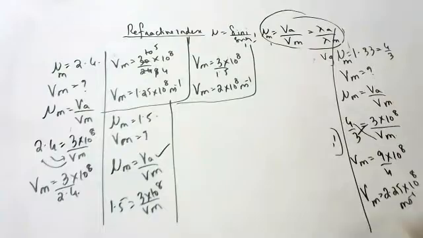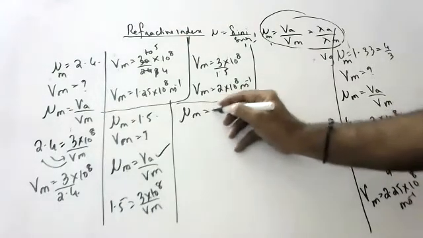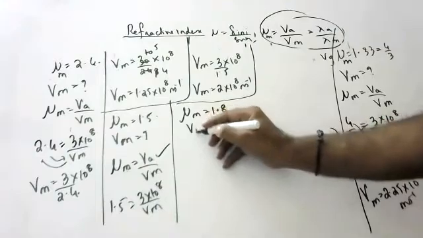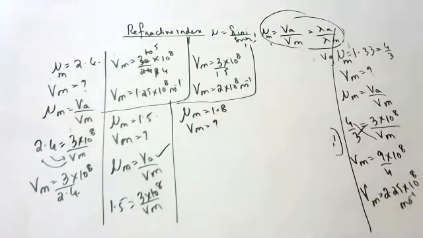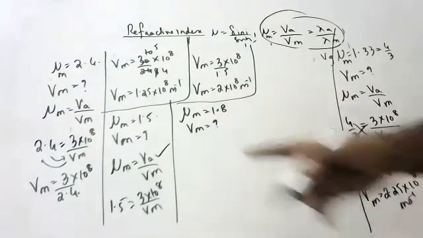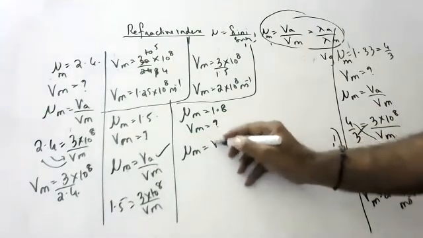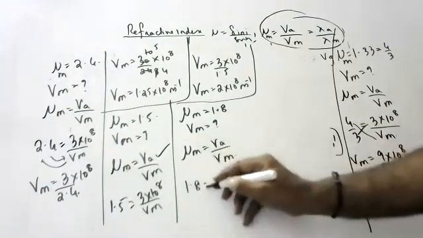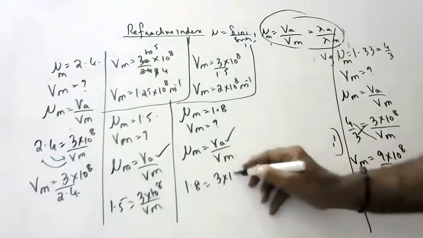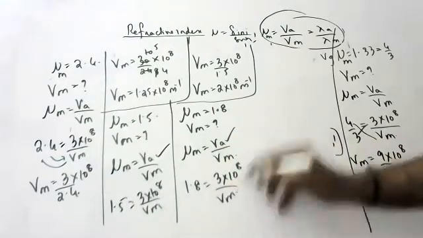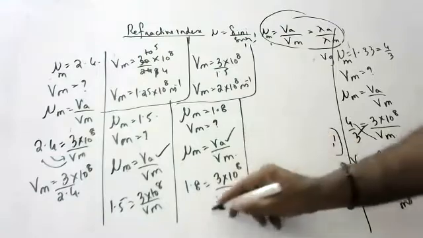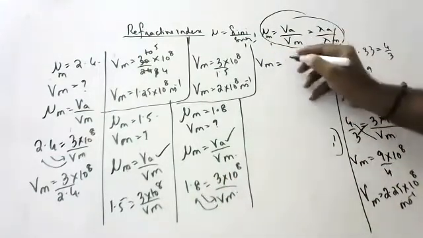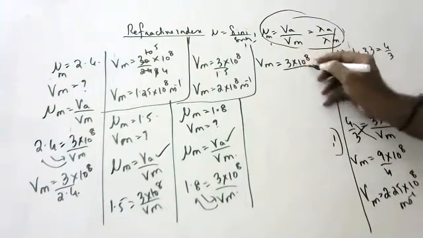Okay, one more question. Refractive index of some medium is given as 1.8. Find the velocity of light in that medium. So same question. Refractive index of any medium is velocity of light in air by velocity of light in the given medium. So this is 1.8. Velocity of light in air is 3 into 10 to the power of 8 by velocity of light in that medium. Okay, this goes up, this comes down. Velocity of light in that medium is equal to 3 into 10 to the power of 8 by 1.8.